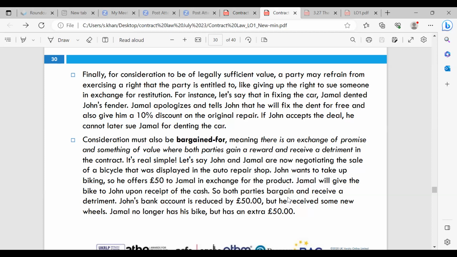So both parties bargain and receive a detriment. John's bank is reduced by £50, but he's received some new wheels. Jamal no longer has the bike, but has an extra £50.